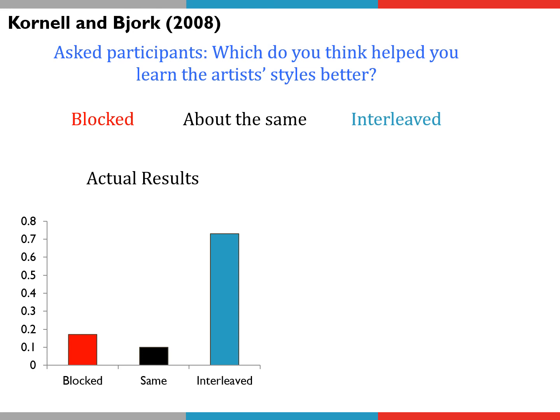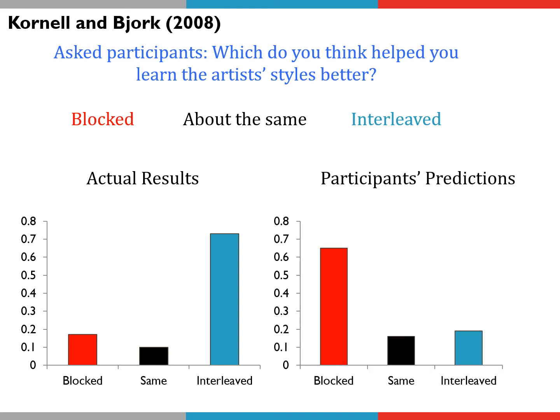So this is the percentage of participants who did better in the blocked case, or the interleaved case, or their performance was the same in both the blocked and interleaved cases. And again, what they found is a clear benefit for interleaving, or mixing all of the artists up. But their predictions were exactly the opposite. So they thought, as they were viewing the paintings, that they were getting a better sense of the categories or the artists by seeing all of their paintings at the same time, when in actuality, the interleaved or spaced condition where they saw all of the artists mixed up was much, much better for their recall.